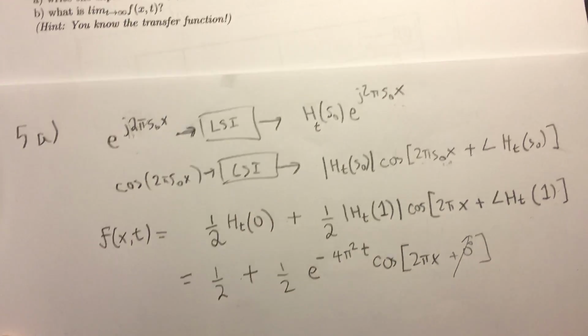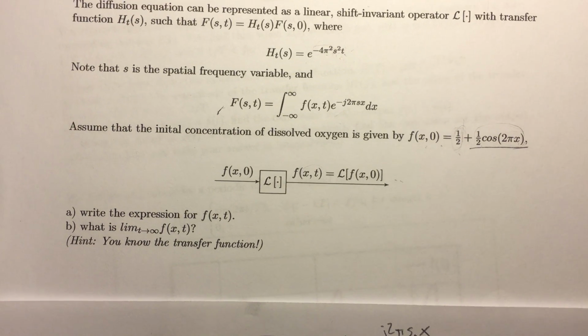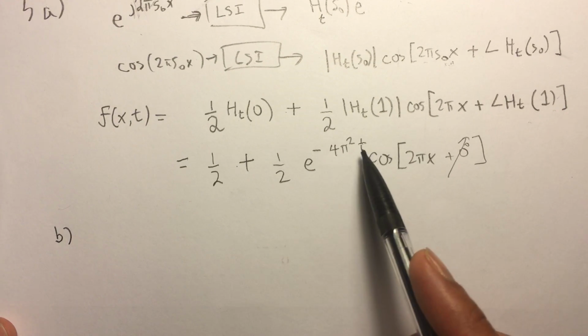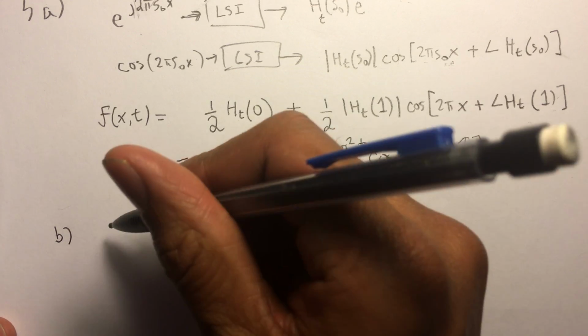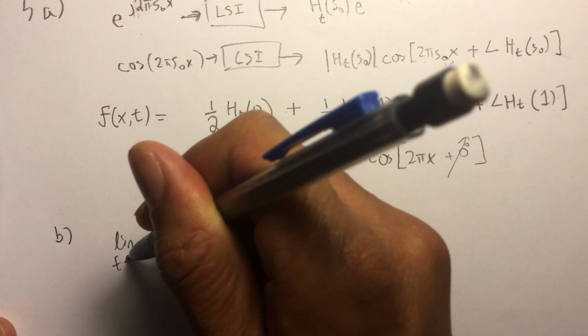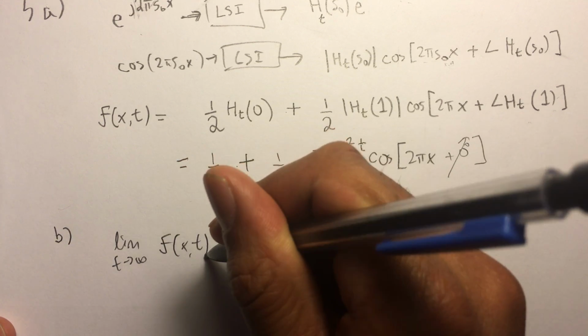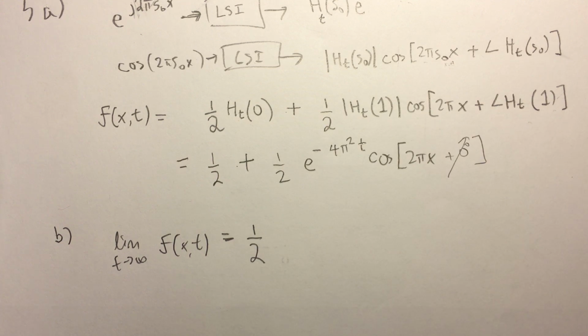Part B, what is the limit as t goes to infinity? Well, as t goes to infinity, this term becomes very small, and so the limit as t goes to infinity of f of x and t is equal to 1/2.